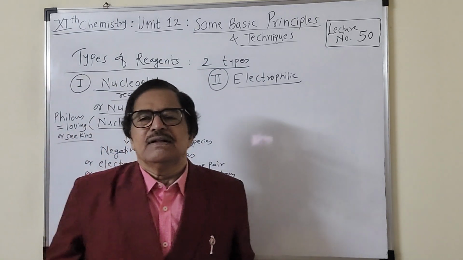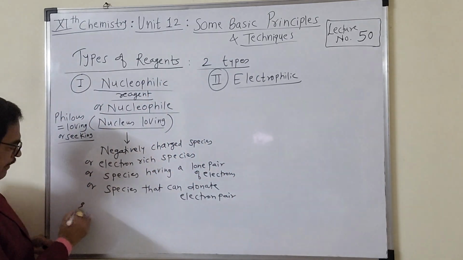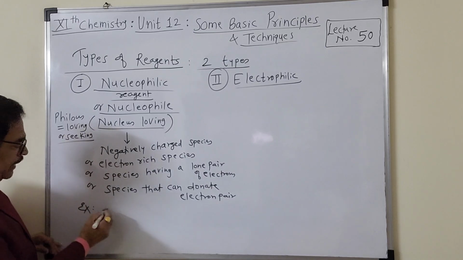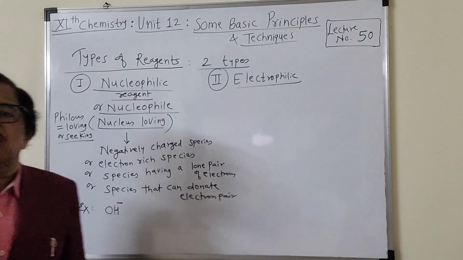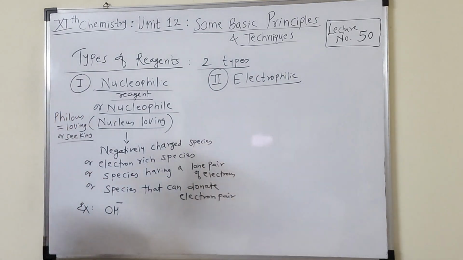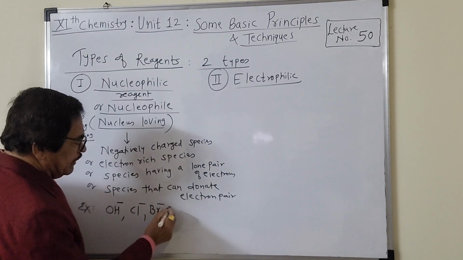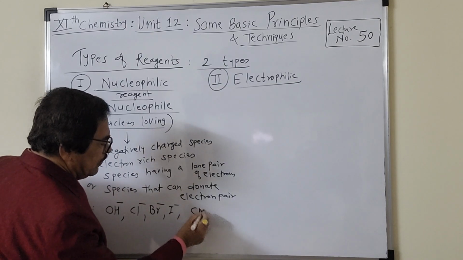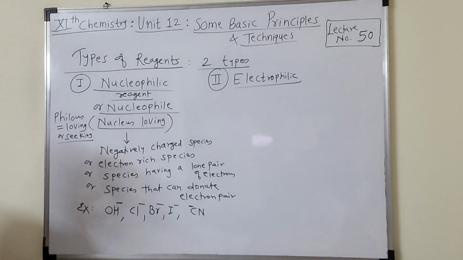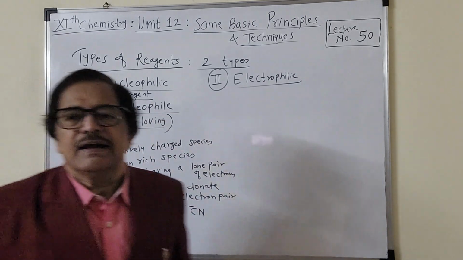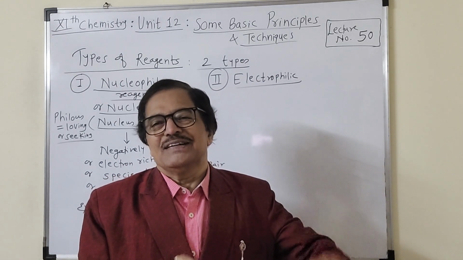Very simple. यानी यहाँ पे कौन आएगा ऐसा? अभी बहुत सारे एग्जांपल्स मैं दे सकता हूँ यहाँ पे. Particularly I will say that OH minus. OH minus में ऑक्सीजन के पास इलेक्ट्रॉन की पेयर है एक्स्ट्रा. So that will be called as a nucleophile. Then Cl minus, Br minus, I minus, CN minus. Okay. ये जो है they are all known as what? They are all known as nucleophiles. इनको निगेटिव चार्ज है. Negatively charged anion will be known as nucleophile.